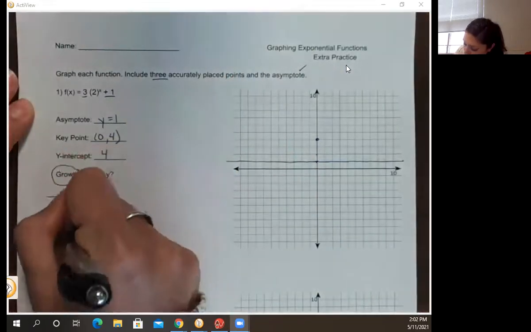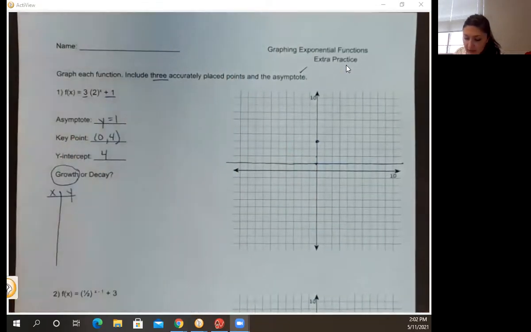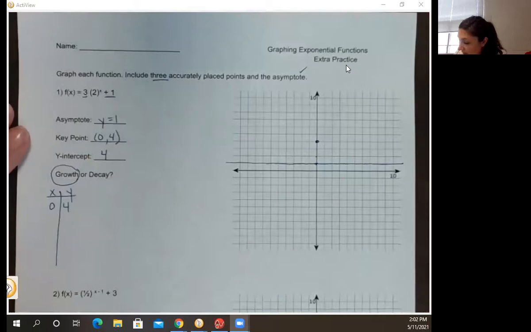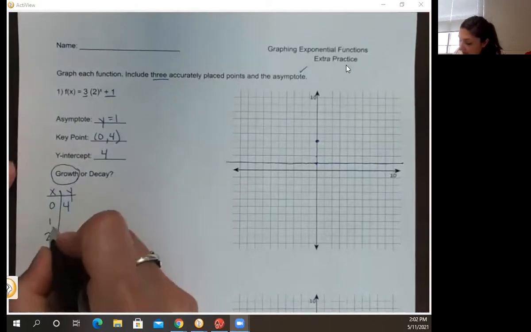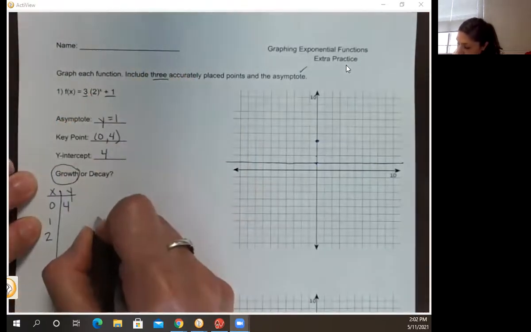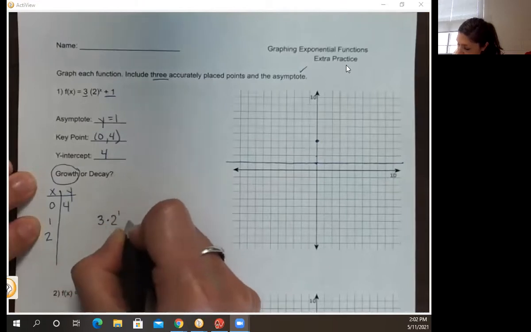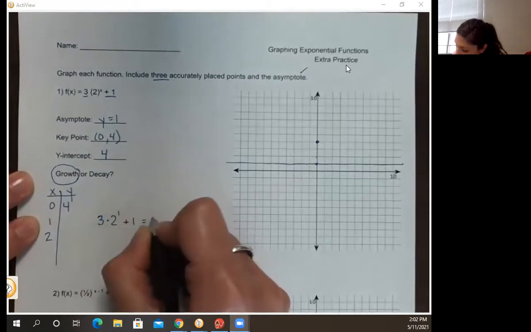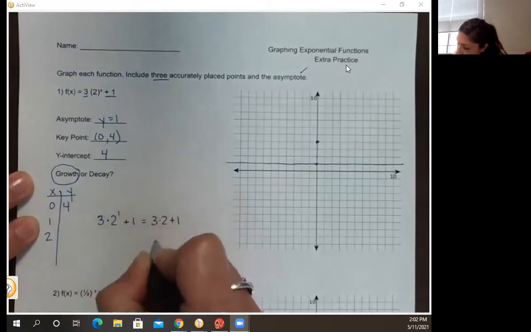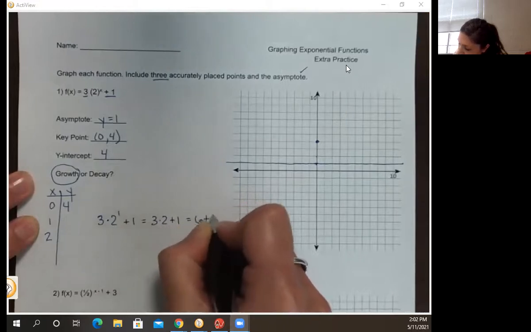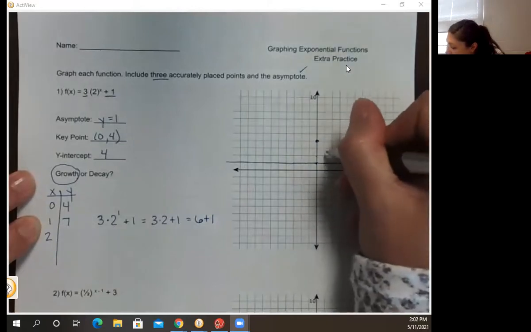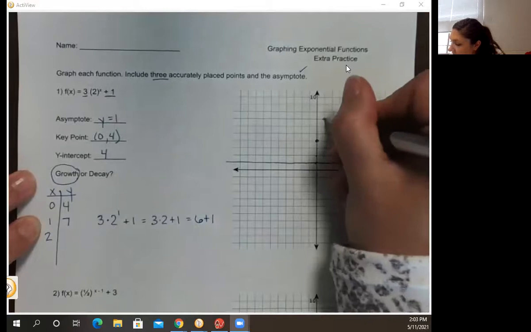So I'm going to make a table here. I'm going to pick some values for x and plug them in for y. So I already have the point (0, 4). So let's maybe plug in 1 and 2 and see what that is. So if I plug in 1, that means I'm plugging in 1 for x. So this would be 3 times 2 to the first plus 1. Remember to follow order of operations here. So 2 to the first would be 2. So this is 3 times 2 plus 1. Then multiply. So I would get 6 plus 1, and 6 plus 1 is 7. So I have the point (1, 7). So 1, 1, 2, 3, 4, 5, 6, 7.